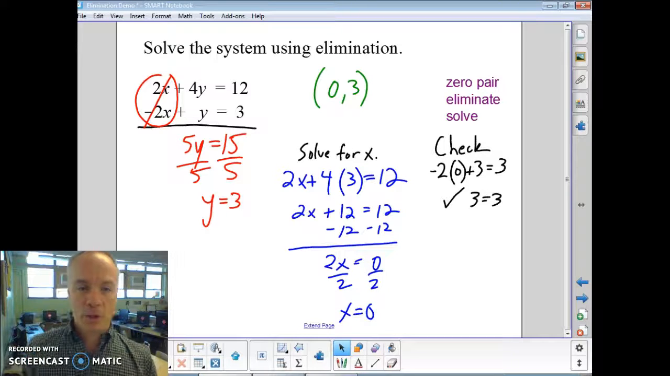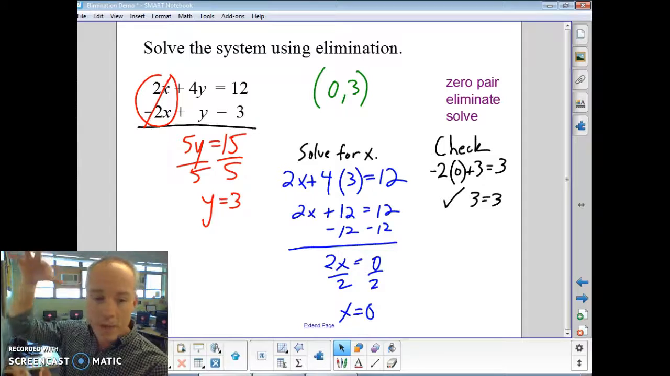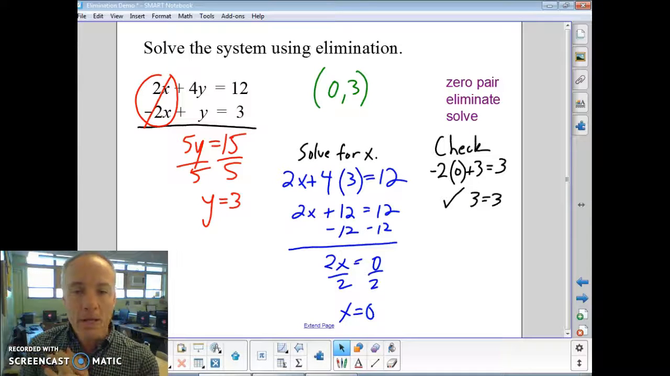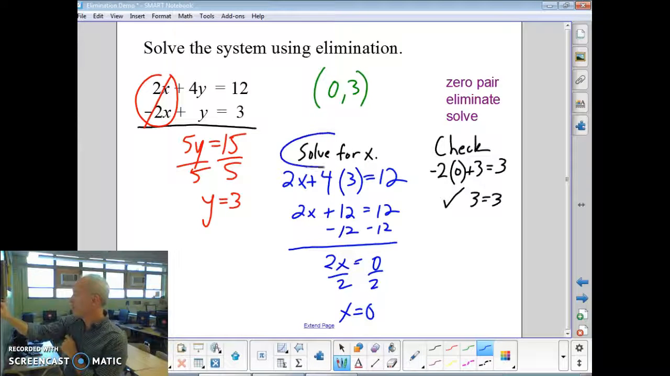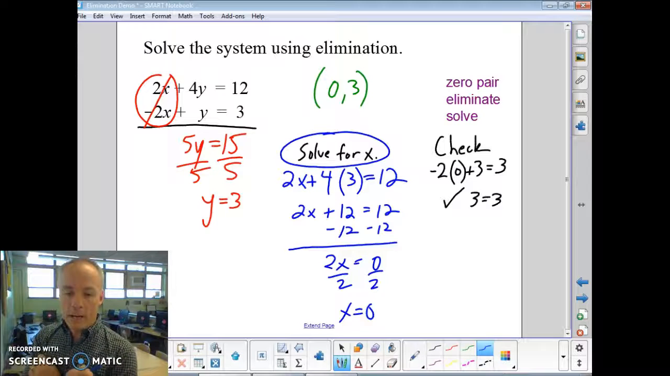Here is the solution. Notice there's a zero pair right here in the x values, 2x and negative 2x. So when we combine the two equations, always combine, you're adding them together. You get 5y equals 15, divide by 5, y equals 3. So if y is 3, let's find out what x needs to be. So in the middle here, you solve for x. Substituting 3 in for y. And then you work that out and you get x equals 0.